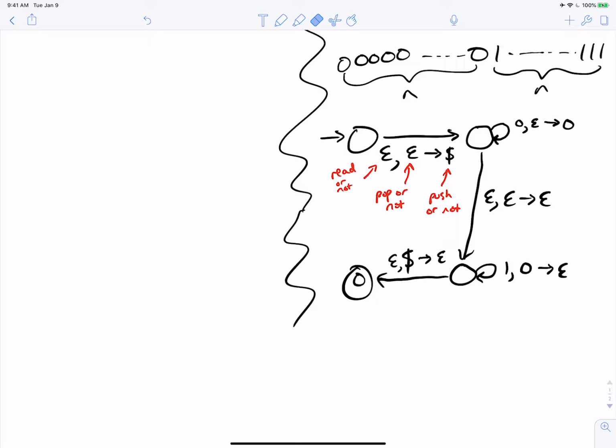Any other questions? Yeah. So did you say you could take the transition even if the dollar sign isn't at the top of the stack? Right. No.